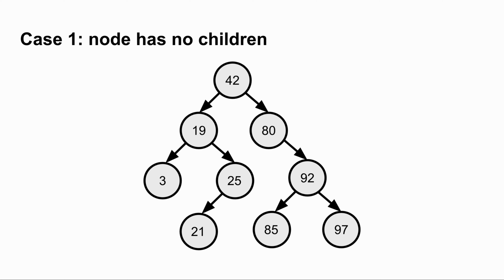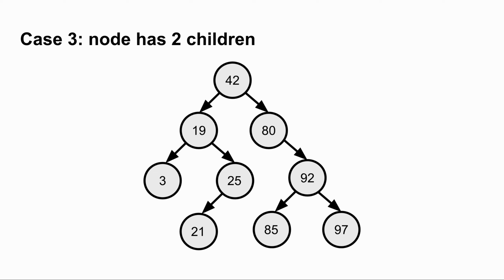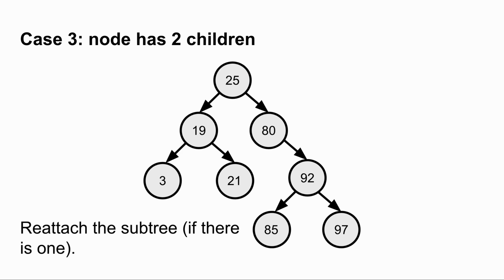If the node has no children, then after you find it, you just delete it. Pretty simple. If the node has 1 child, then when you find it and remove it, you replace it with its child subtree. Lastly, if a node has 2 children, after you find the node, look for its in-order predecessor. That would be the largest node in the left subtree. Then, replace it with its in-order predecessor, and then reattach the subtree if there is one.